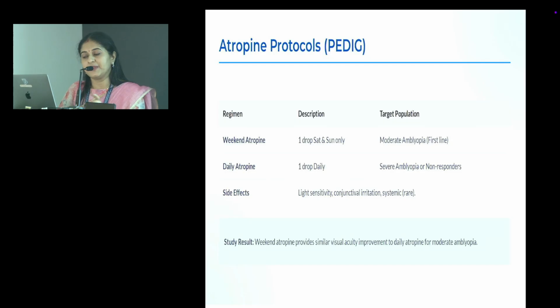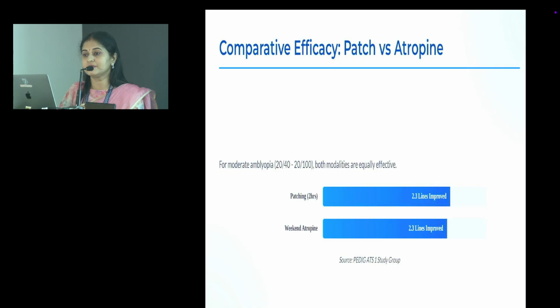Various studies were conducted by PEDIG, and the study result is that weekend atropine provides similar visual acuity improvement to daily atropine for moderate amblyopia. The side effects are light sensitivity, conjunctival irritation. Now, according to the study, for moderate amblyopia, both modalities are equally effective, that is patching for 2 hours or weekend atropine. Both have produced 3 lines improvement.